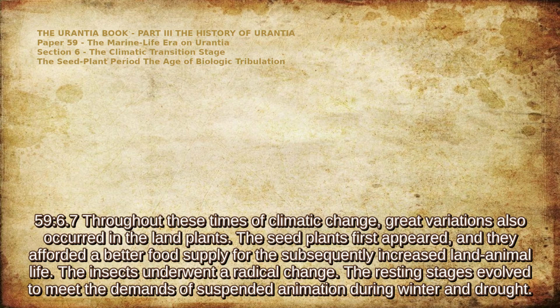Throughout these times of climatic change, great variations also occurred in the land plants. The seed plants first appeared, and they afforded a better food supply for the subsequently increased land animal life. The insects underwent a radical change. The resting stages evolved to meet the demands of suspended animation during winter and drought.